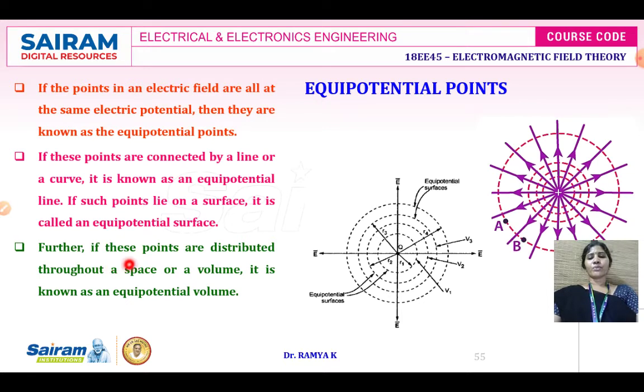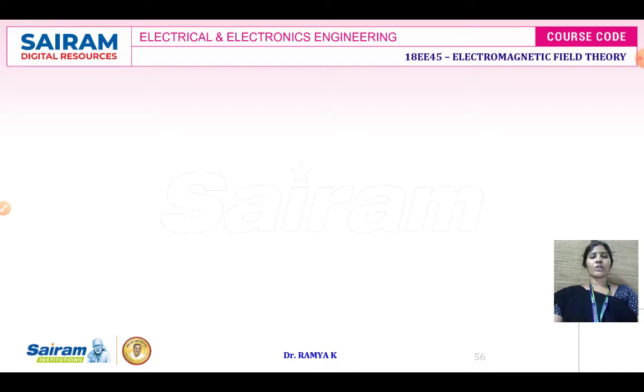Further, if these points are distributed throughout the space or a volume, it is known as an equipotential volume. So if this is just a line we are expressing, suppose the same points are distributed throughout a space or a volume, then it is called an equipotential volume.